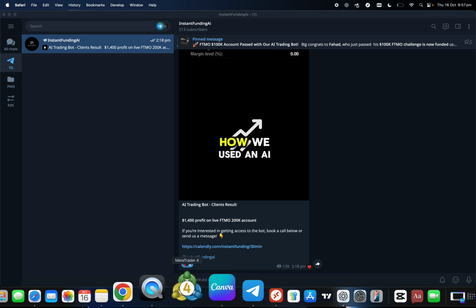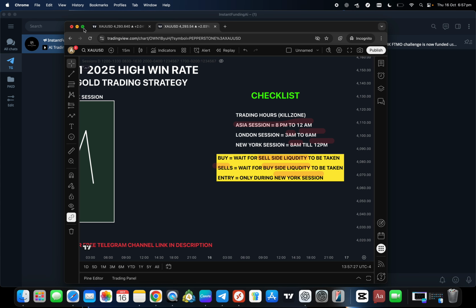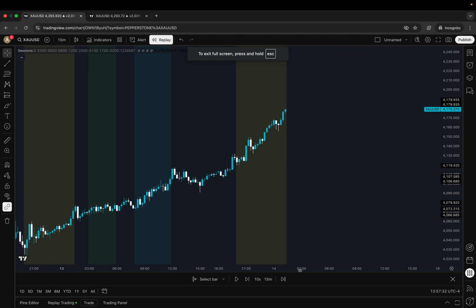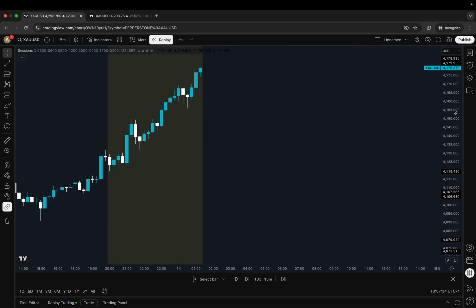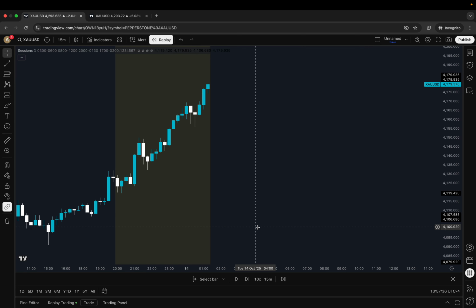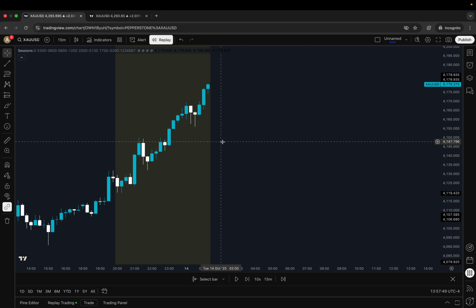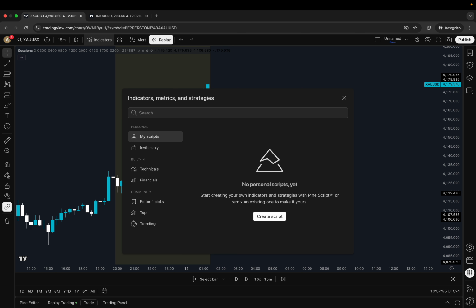Now we're going to be moving over to the live chart example. Right guys, we're now on the live chart example on gold on the 15-minute time frame, and the first thing we want to do is mark out the high and the low of Asia session. And like I mentioned before, the kill zone hours: Asia 8 p.m. to 12 a.m., London 3 a.m. to 6 a.m., and New York 8 a.m. till 12 p.m. Now, to make your life easier, you can get this indicator which marks out the sessions for you. It's called Sessions on Chart by AutoRock.